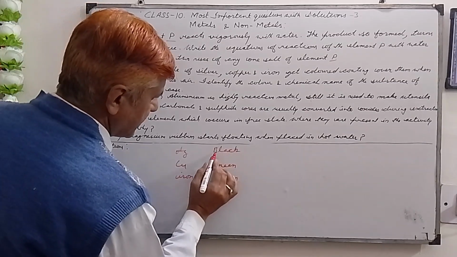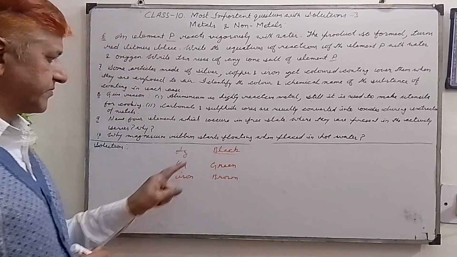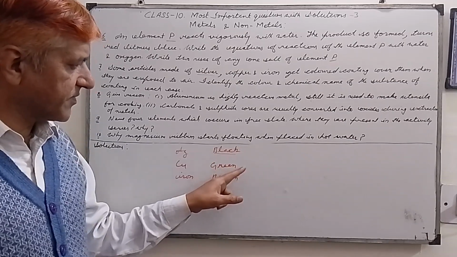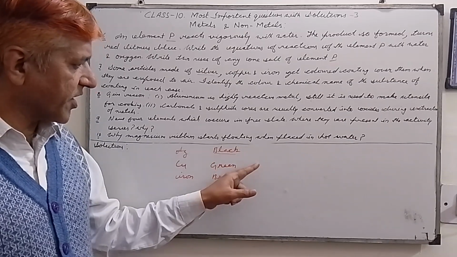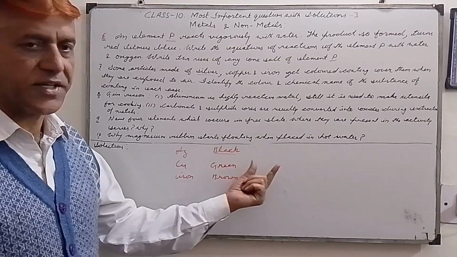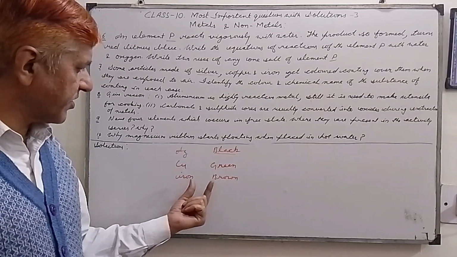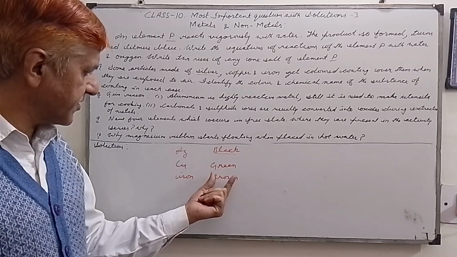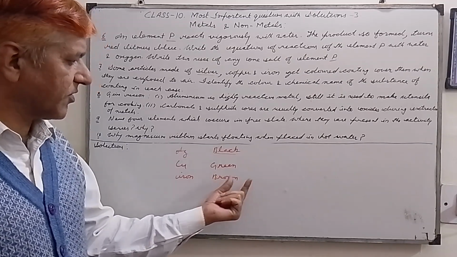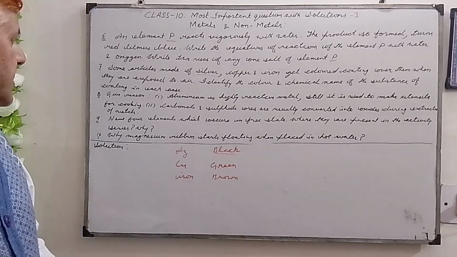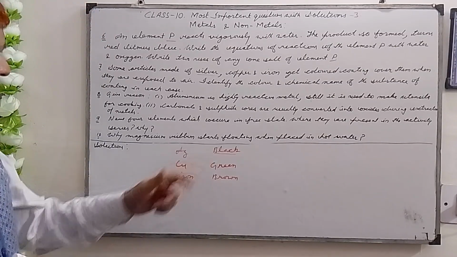So this is silver sulfide. Black color is of silver sulfide. Green color is of copper carbonate and copper hydroxide. And brown color of coating on iron is of iron oxide. So I think you understood this question.